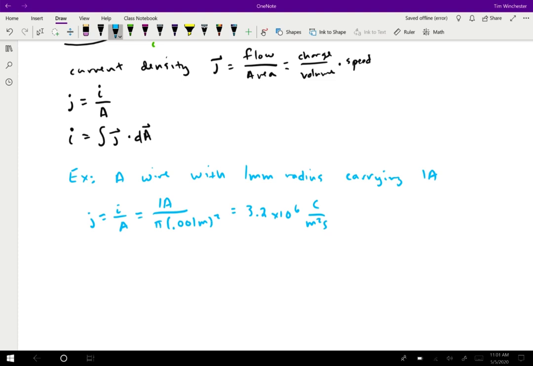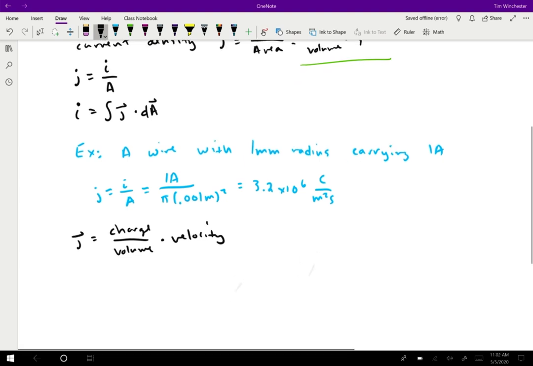Let's look at the other relationship then. We also had this charge per volume times speed as another way to think about the current density. If we consider that case, J equals the charge per volume times, now to be more specific, it should really be the velocity, not the speed. Essentially what I'm saying is, there's some amount of charge in this material, and it's moving with a certain speed. That's going to tell me the flow.